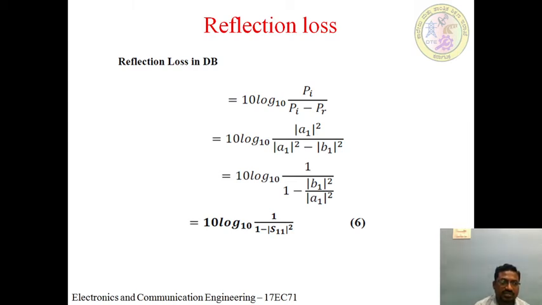The third one is reflection loss. The reflection loss in terms of dB is defined as 10 log to the base 10 Pi divided by Pi minus Pr, where Pi is the input power and Pr is the reflected power, that is mod of A1 square divided by mod of A1 square minus mod of B1 square. So 10 log to the base 10 1 divided by 1 minus mod of B1 square divided by mod of A1 square. B1 divided by A1 is nothing but S11 in the S parameters. So the reflection loss in terms of dB, we can write it as 10 log to the base 10 1 divided by 1 minus mod of S11 whole square.